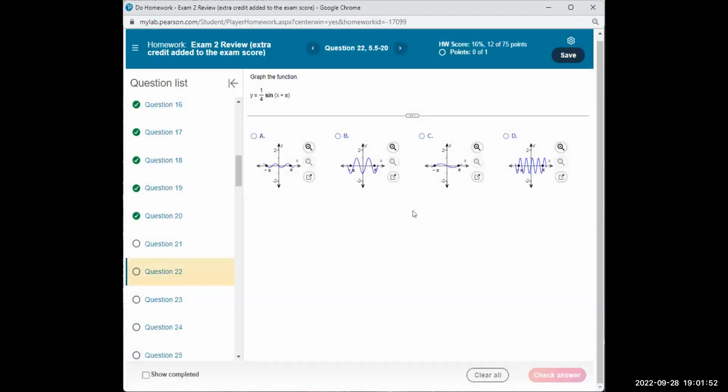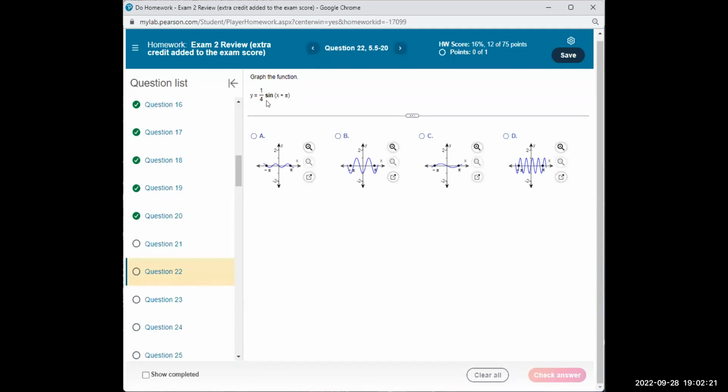22. All right. The amplitude is 1/4. So you can see that choices B and D are not going to be working because the amplitude is 1. And so it's either going to be A or C. And the period is 2 pi divided by 1. Okay, so the period hasn't changed because this constant in front of the x is 1.